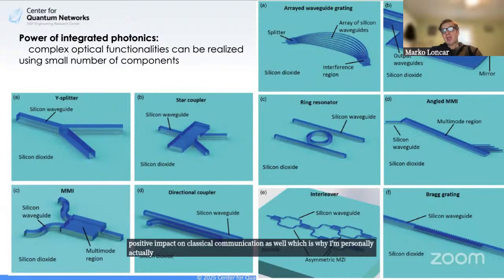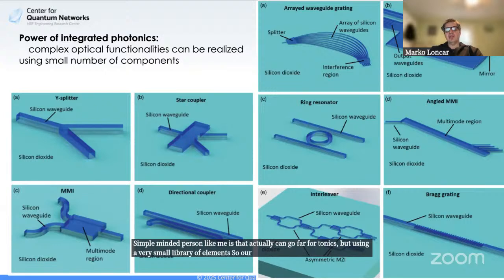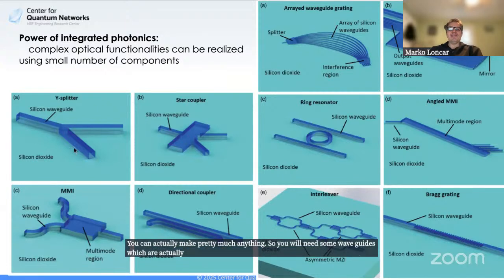Another nice thing for a simple-minded person like me is that you can go far in photonics by using a very small library of elements. So our alphabet is sort of shown here. There are several simple elements that allow you to pretty much build everything. These are passive components, and then by adding some gain, or some material with electro-optic effects, or materials that have memories in them, you can make pretty much anything. You will need some waveguides, which are actually not shown here. I just realized, but everything here depends on a waveguide. Oh, here's a waveguide. This is a Y splitter, which is our beam splitter.